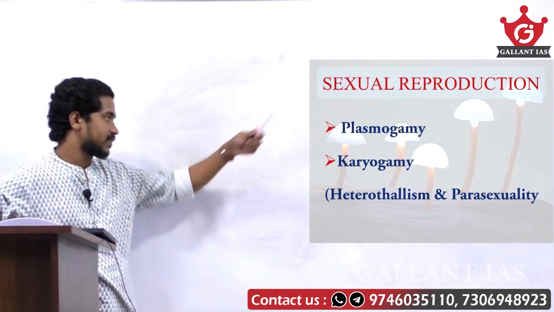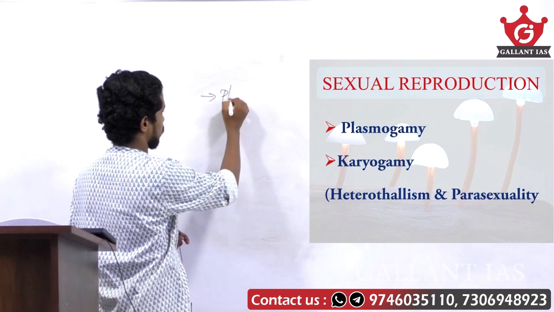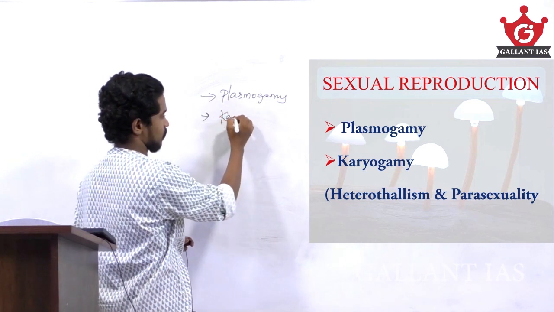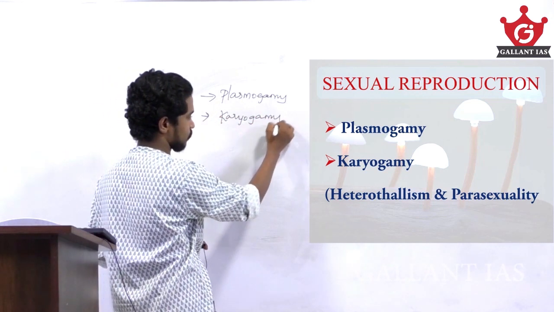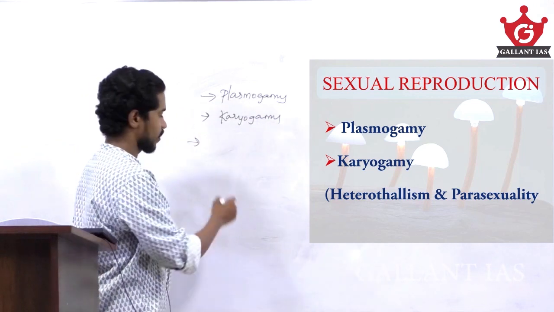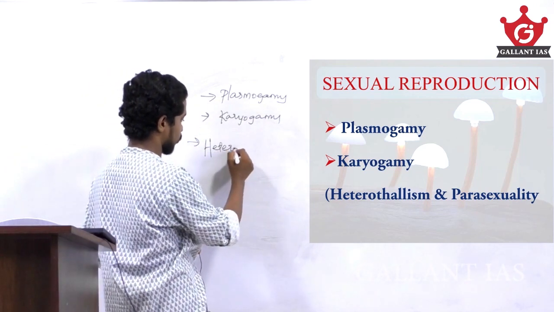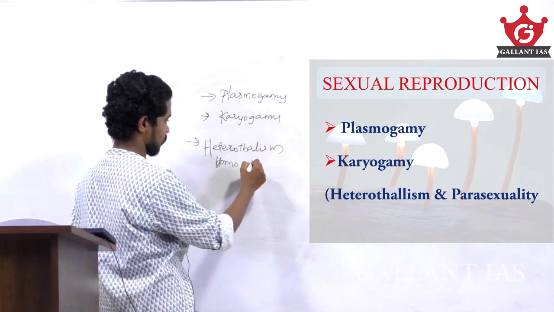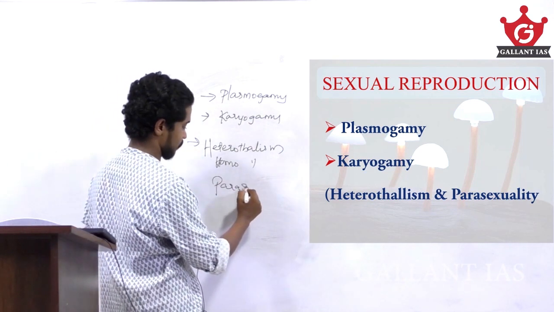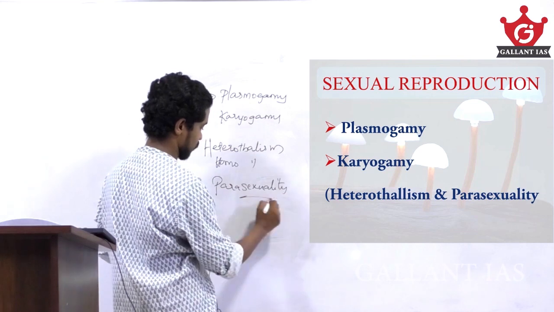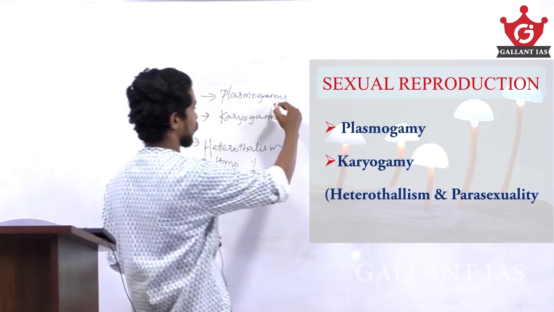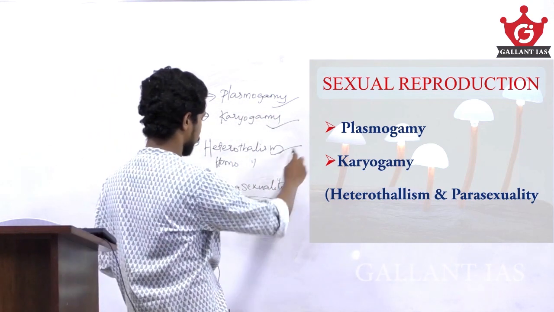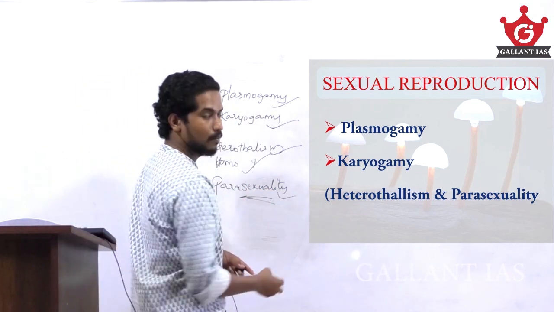And in sexual reproduction, apart from plasmogamy and karyogamy, you have to know what heterothallism and homothallism are, and parasexuality. So under sexual reproduction, you have to have a clear-cut idea about plasmogamy, karyogamy, heterothallism, homothallism, and parasexuality.